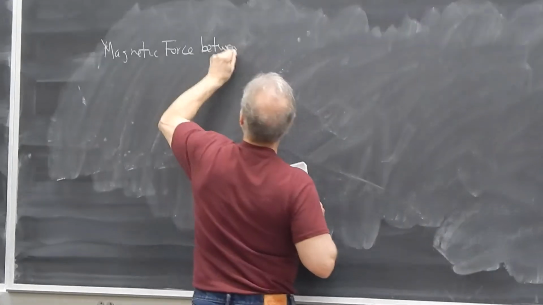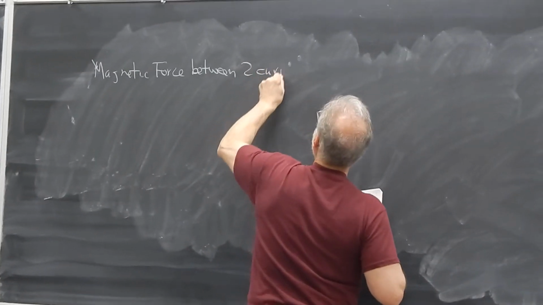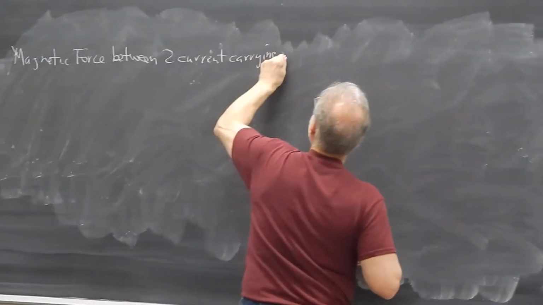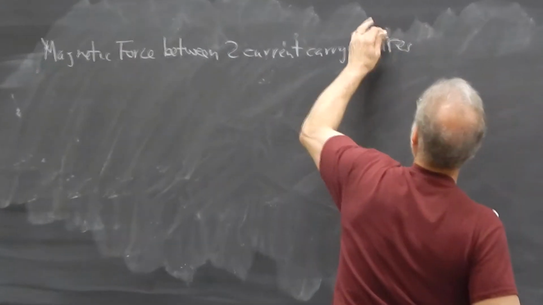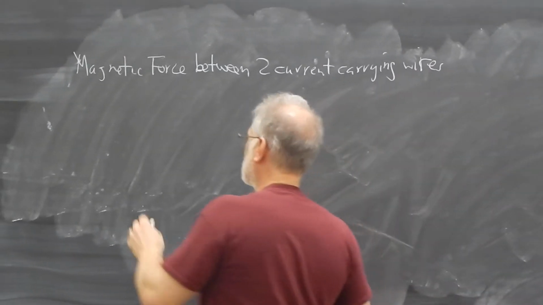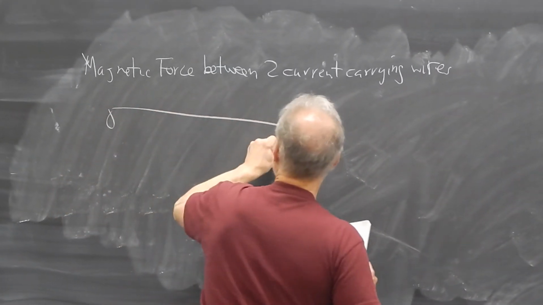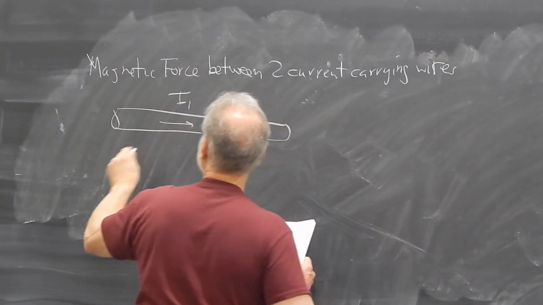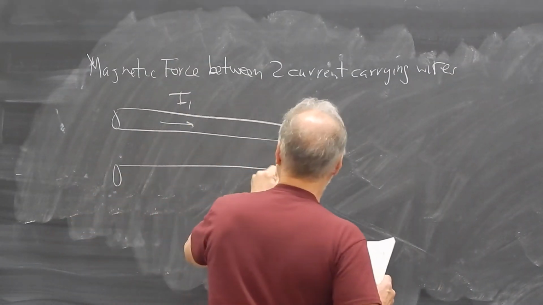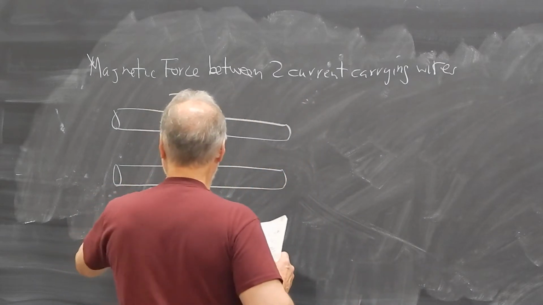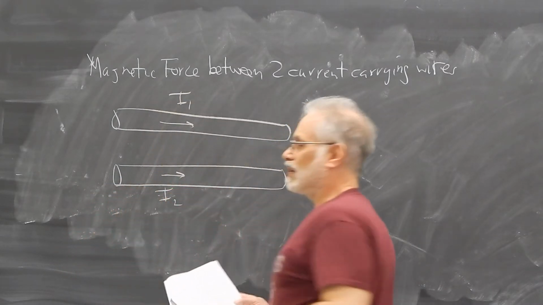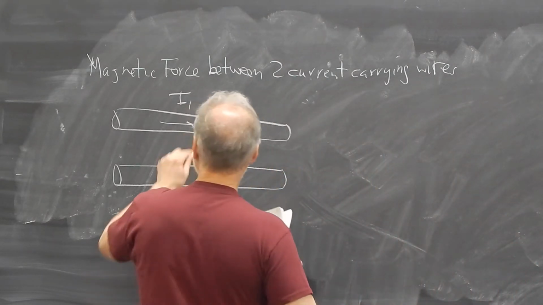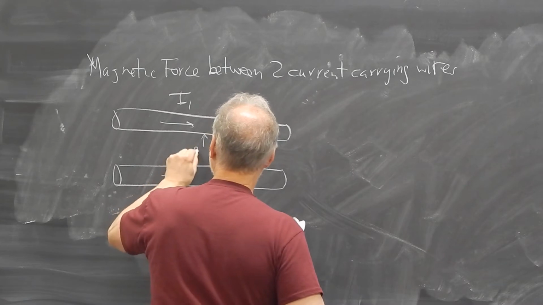between two current carrying wires. Okay, so for example, suppose I have one wire with current I1 going in this direction, and I have another wire with current I2 also going in a parallel direction. And let's say they're separated by some distance, we'll call it A.